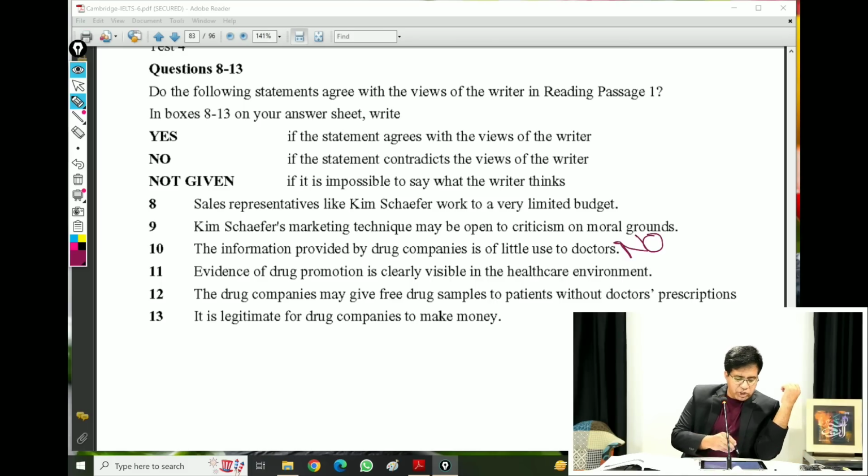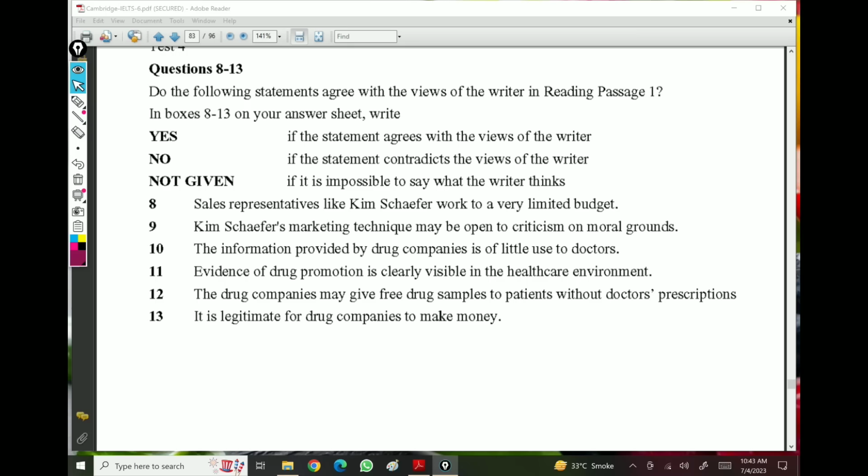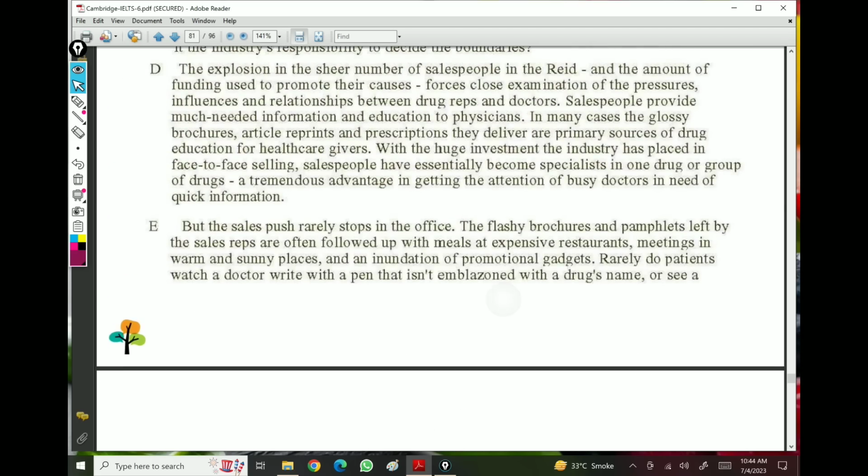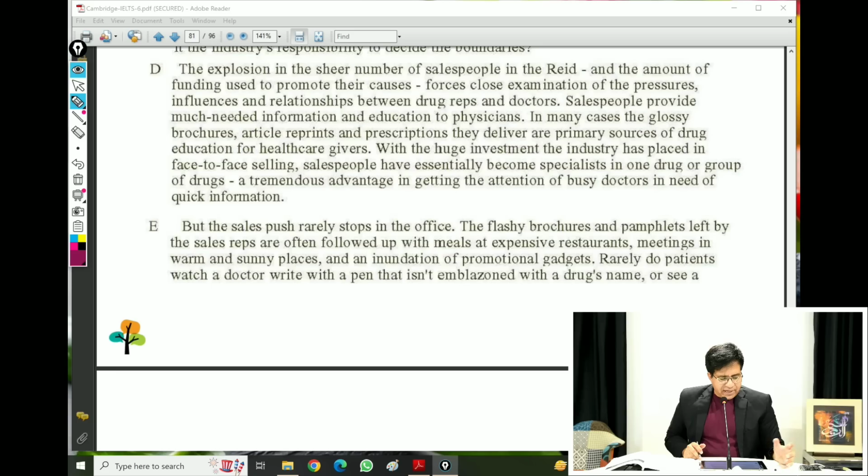Now, we've got question number 11. Evidence of drug promotion, underline the word evidence, and then drug promotion is clearly visible in healthcare environment. So if evidence of drug promotion is visible in healthcare environment, answer is yes. If it is not visible, answer is no, and otherwise not given. Now go back and scan the passage and see where that information is. Good. Well done. Please come to paragraph E and we will read this second last line after full stop.